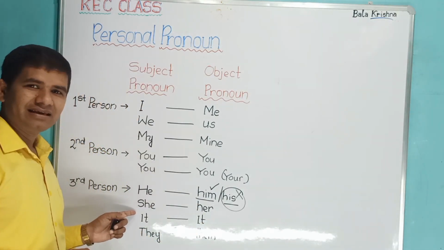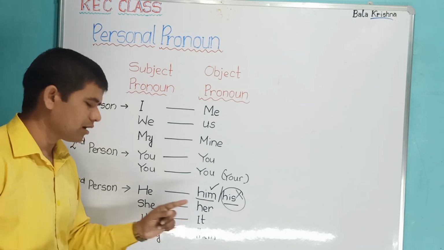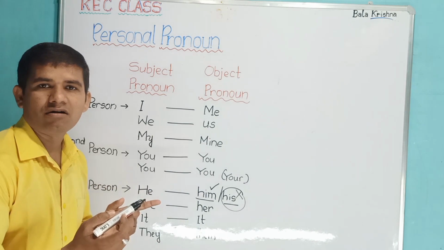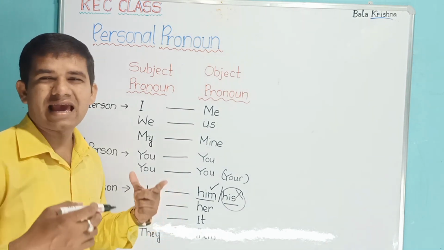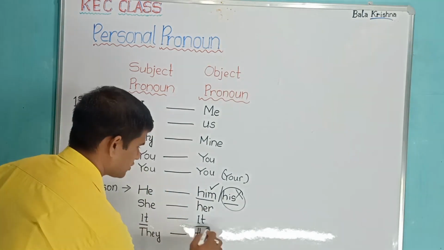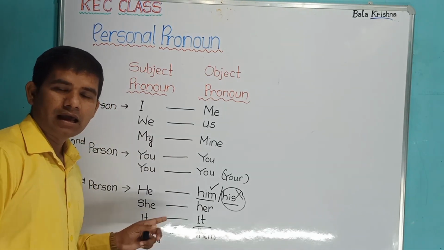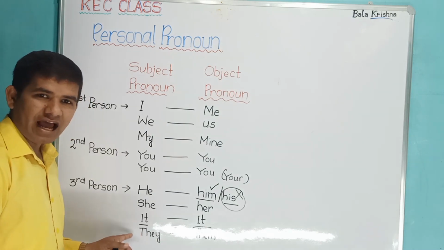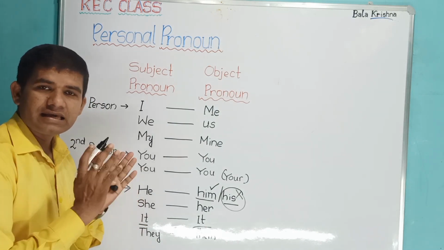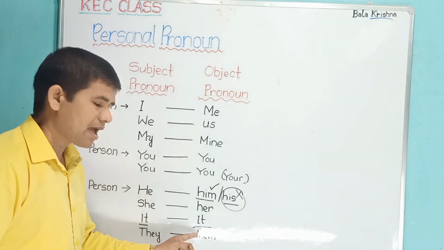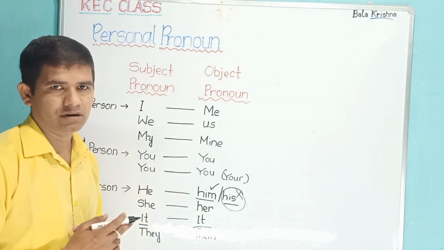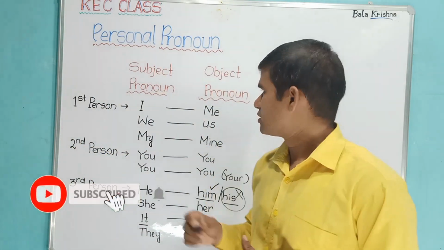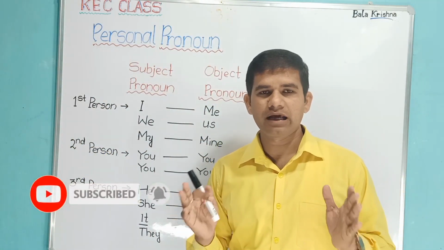In such a way, she is the subject pronoun and her is the object pronoun. It is a subject pronoun and it is also the object pronoun. See here, it is both the subject pronoun and the object pronoun. And in plural form of third person, they is the subject pronoun and them is the object pronoun. Clear, friend? You have to remember all these points. These are most important in personal pronoun.